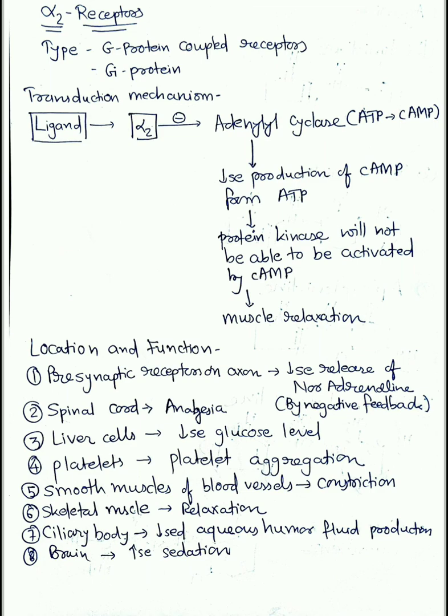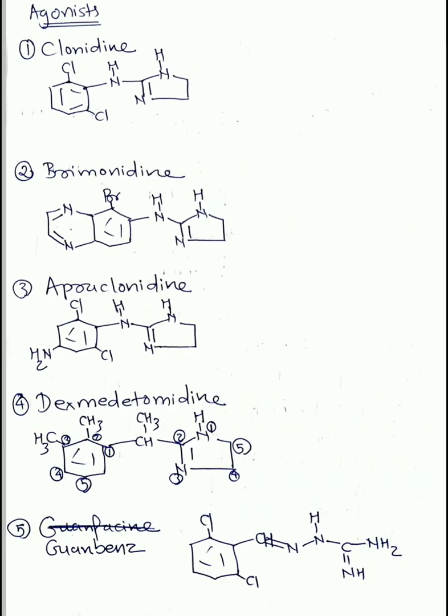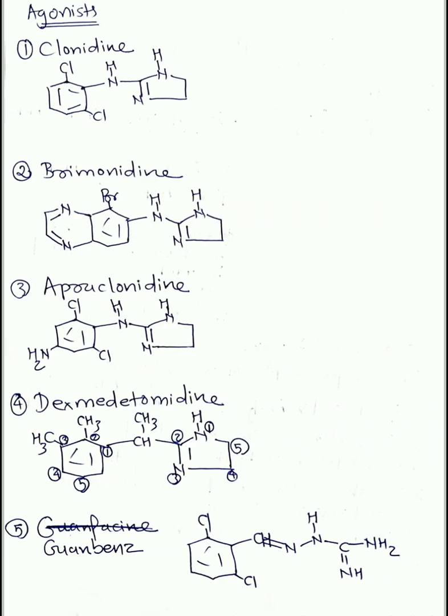Okay, eyes. So here it decreases the aqueous humor fluid production. We'll see what it is in detail later on. Okay, aqueous humor production. Next, brain, increase sedation. Okay, if you can recall these functions, then you will be able to understand the uses of agonist. You will be able to correlate them. Okay, so next comes agonist.